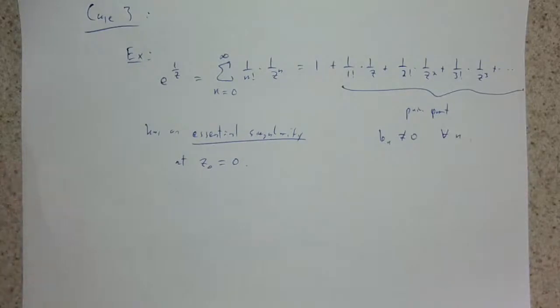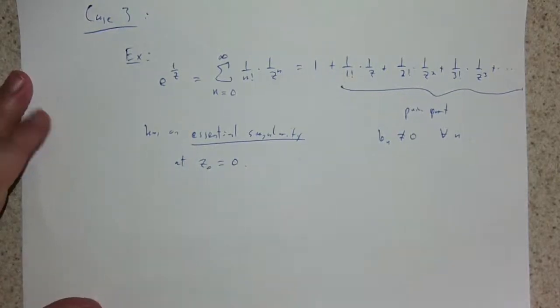Because no matter what (z minus z naught) to the m you multiply by, you're still going to have an infinitely long principal part that has infinitely many non-zero coefficients. So not only are you not going to be able to turn it into a power series, it's not even going to help. You're still going to have infinitely many non-zero terms in the principal part. One of the best ways to see what's going on is called Picard's theorem.